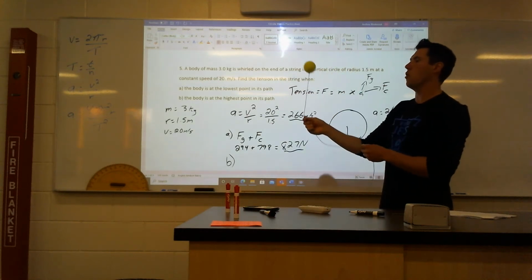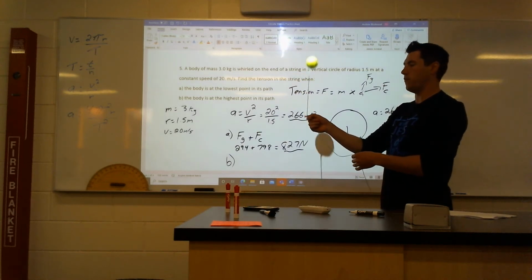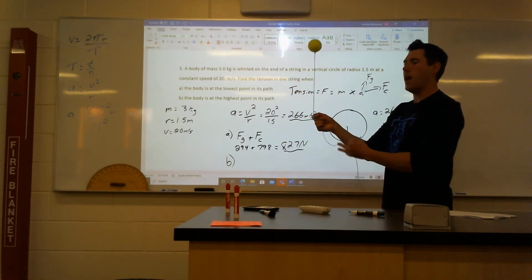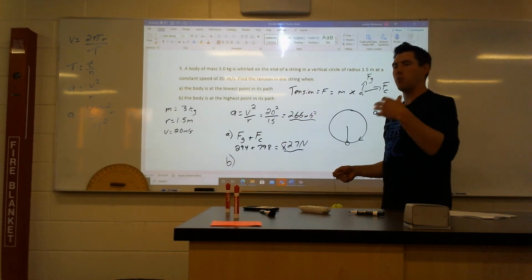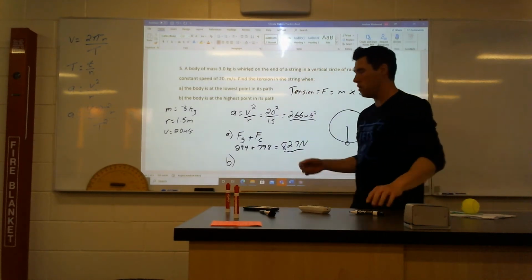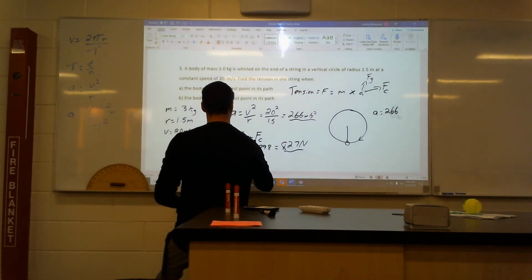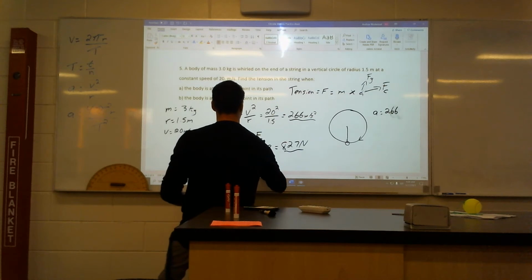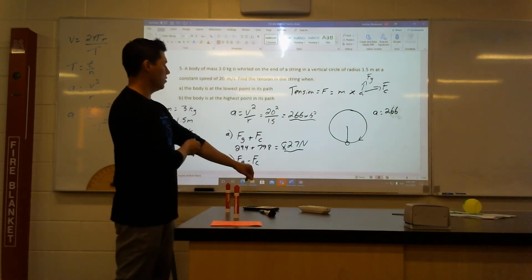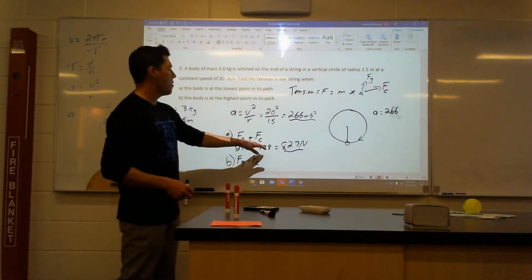If you go slow enough, you'll be able to tell that the string actually does more, like it feels tighter at the bottom. And that's because, again, gravity is making the string do less work at the top and more at the bottom. So for B, we're going to take our force of gravity minus our force from our actual centripetal acceleration. So basically it just ends up being 29.4 minus 798.